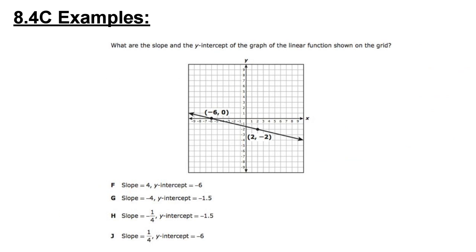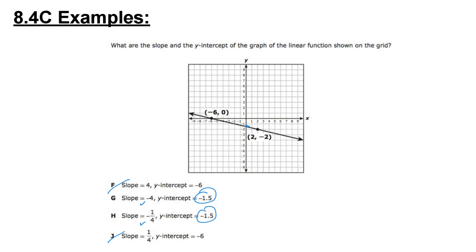Okay, the next example we have says, what are the slope and y-intercept of the graph of the line shown on the grid? So I can see my y-intercept is going to be right here, and it looks like it's going to be negative 1.5. And I see that here and here, so I can mark off the other two. I see the slope is going down, so it's negative.